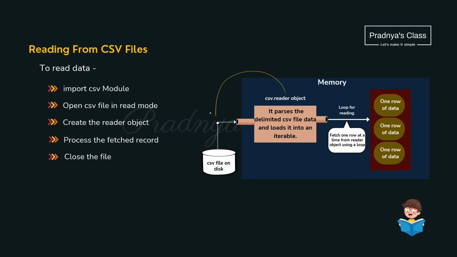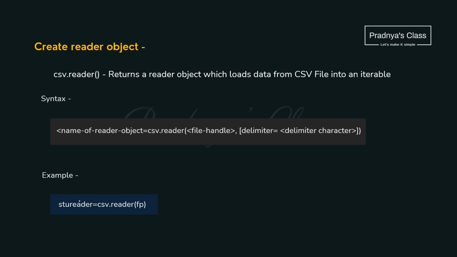Reader object will take the data from the file. It will give us in the form of iterable. Then we can loop over it and we can process the data row by row. How to create reader object? It's very simple. csv.reader, it takes file pointer.